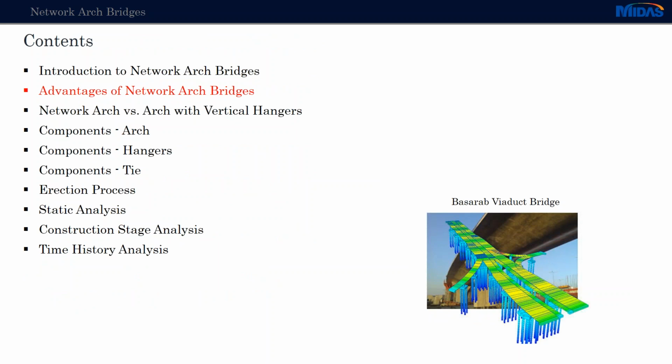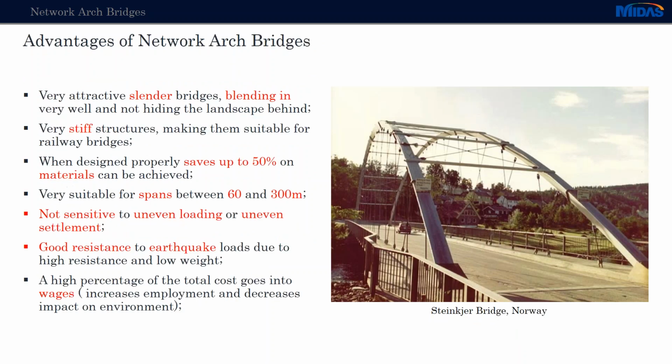Now let's see some advantages of this type of structure. One of the aesthetic advantages is the fact that these are very slender structures, so they don't cover the landscape, they blend in very well, and they have a very pleasing look. Also, from a structural point of view, these are very stiff, so they are very suitable for railway bridges. And if these bridges are designed properly, they can lead to up to 50% savings in material.